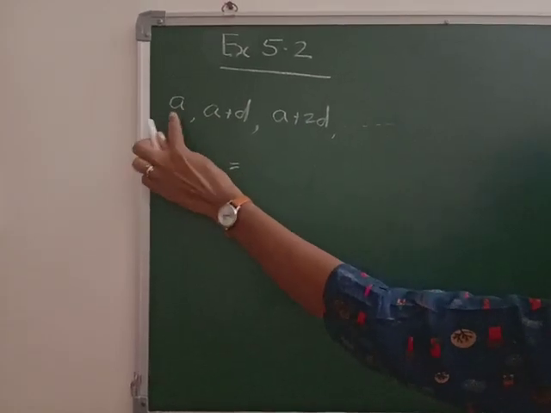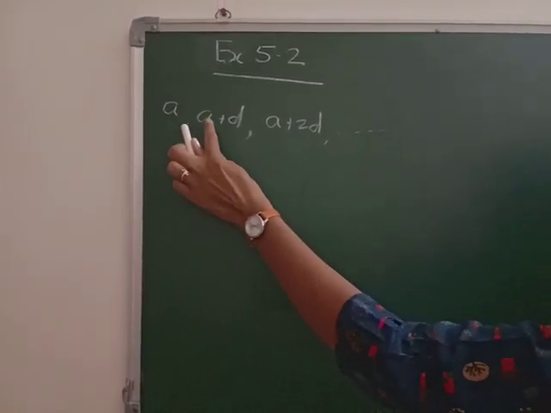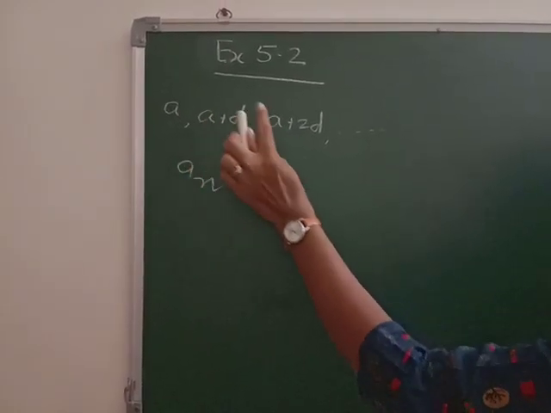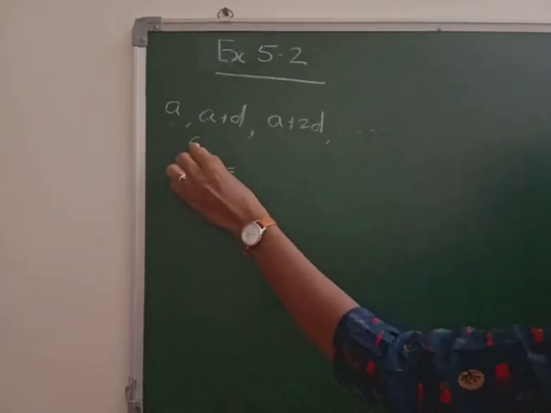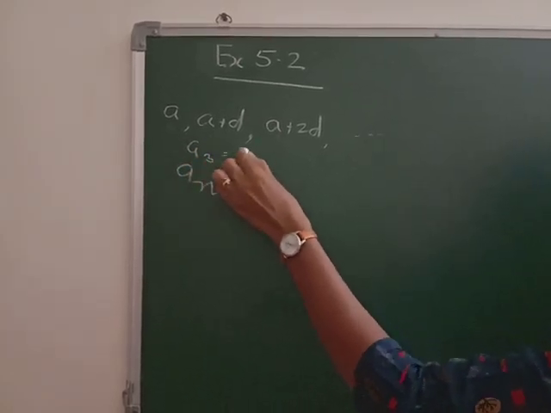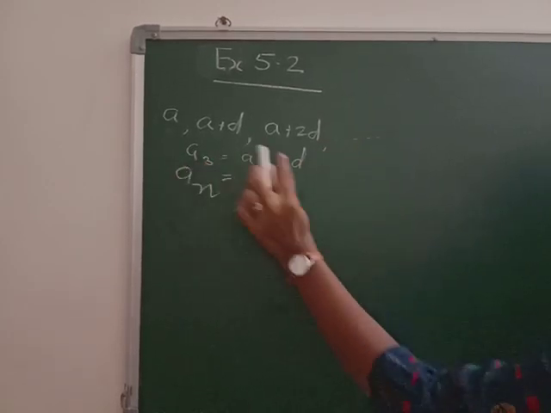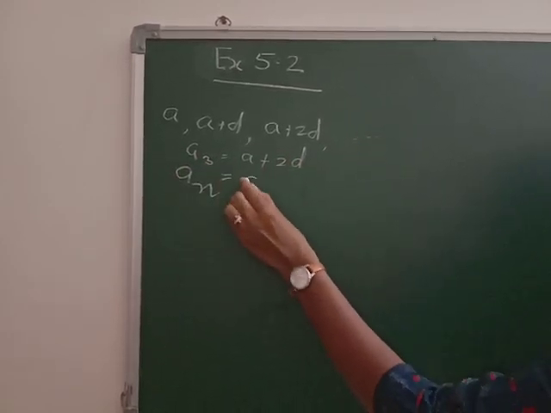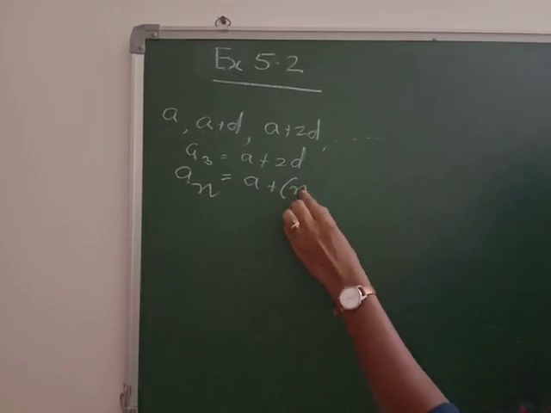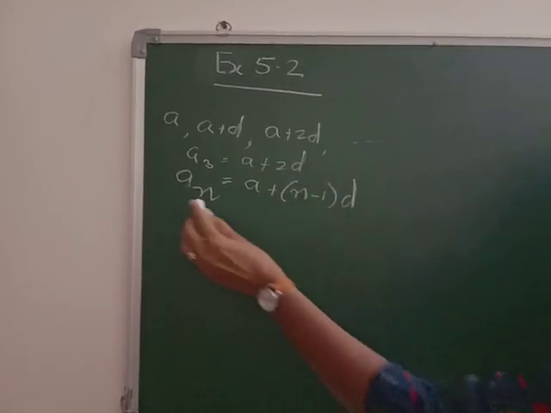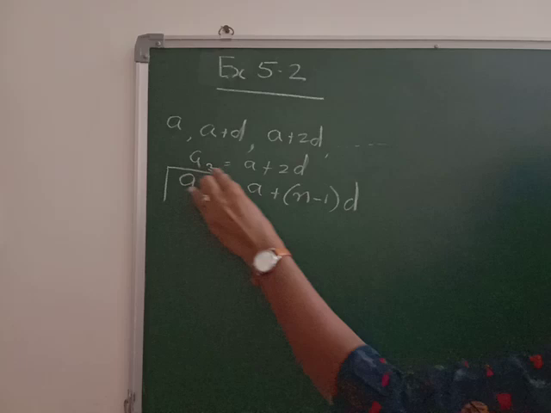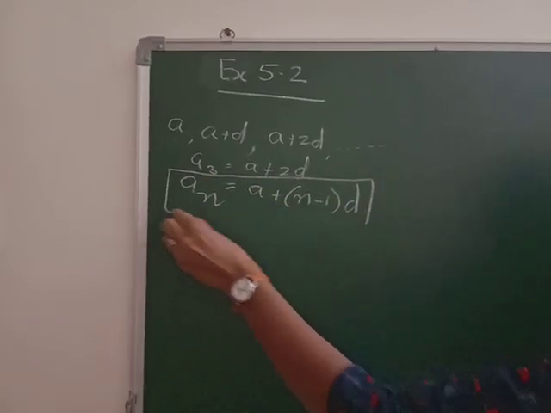Here you see first term is A, second term is A plus D, third term, that is A3, is A plus 2D. So if it is 3, it is 1 less. So if it is n, it will be A plus n minus 1 D. So this is the formula for finding the nth term.